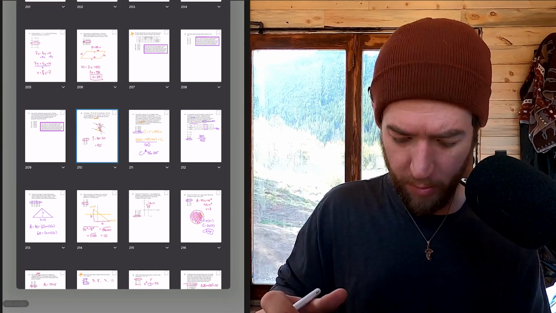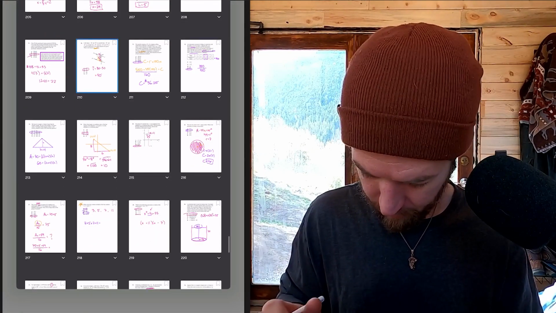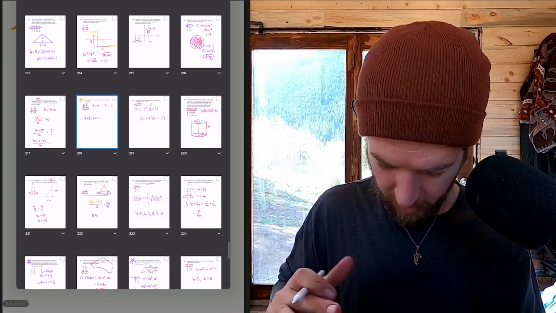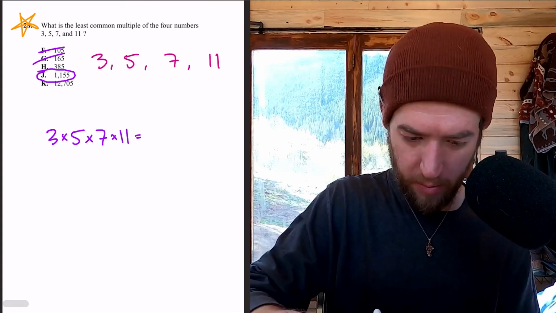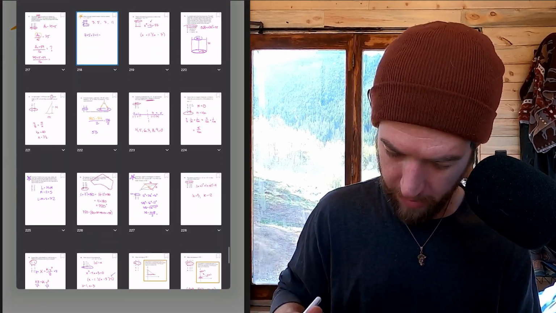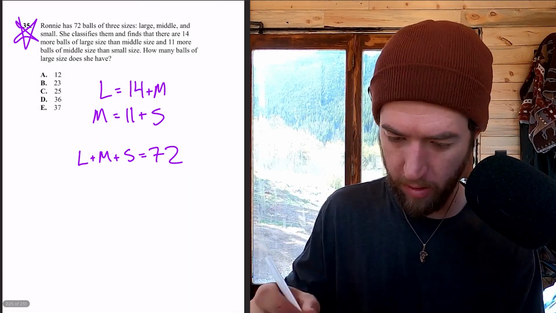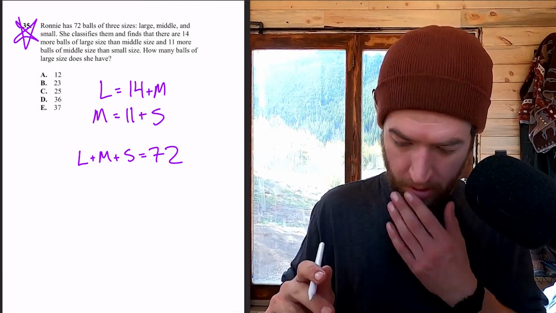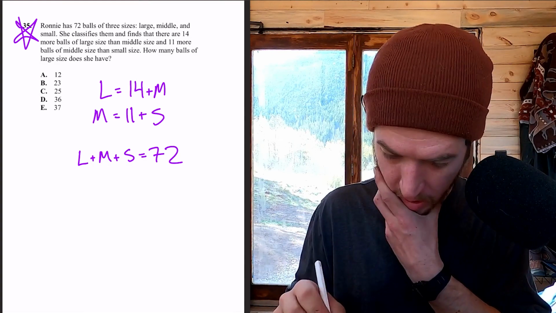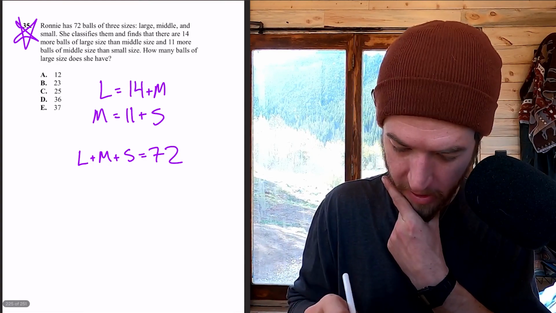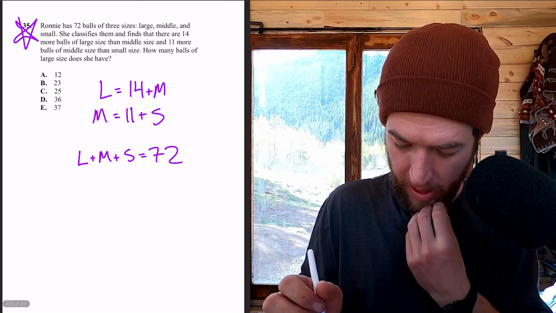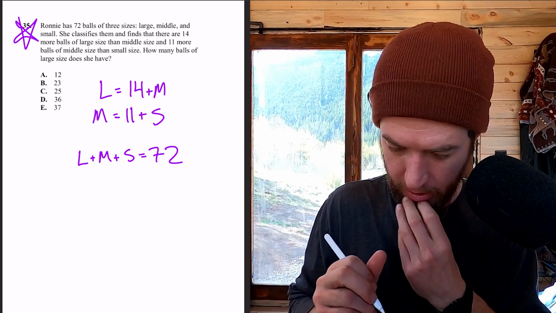All right, what else were we missing here? There's one. Oh, that's one I solved. So let's do one we haven't solved yet. All right, this is one we haven't solved yet. And we have it set up, which is nice. So the question we're looking for is how many, we're looking for L. We want L.